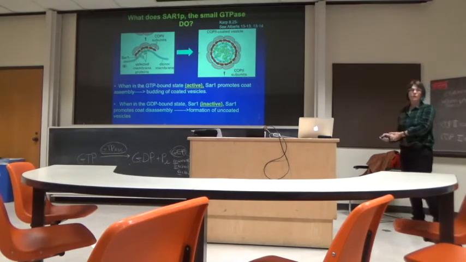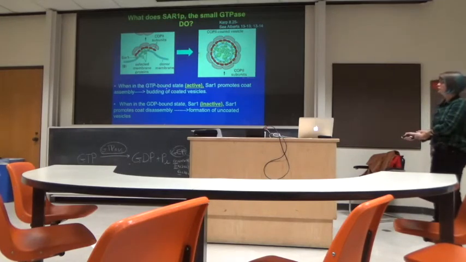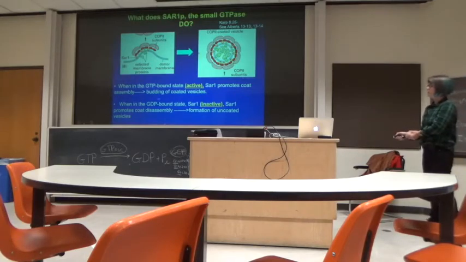So the way that SAR1 regulates this step is when it's in its GTP-bound form, active, SAR1 promotes coat assembly. So as long as SAR1 is in its GTP-bound form, it's going to regulate the assembly of COP2 coat proteins, not clathrin or COP1, but COP2 coats, and that will cause the budding of coated vesicles. Once SAR1 is in its GDP-bound form, it's inactive, so the coats will no longer assemble. So you can think of it as promoting coat disassembly and the formation of uncoated vesicles.